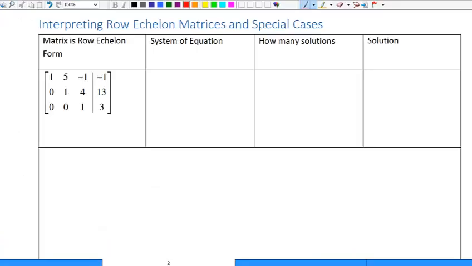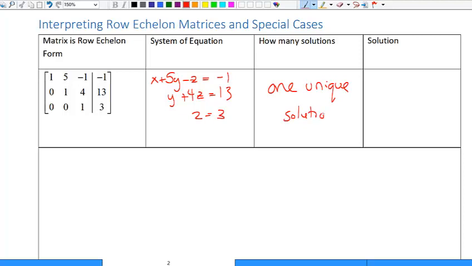Next, I want to interpret row echelon matrices in their special case situations. So the first one, we have the matrix. I've already done all the row operations, so it's already in row echelon form. So I'm going to change it back into the equation form. Okay, so how many solutions are you going to get on this particular problem? Well, you're going to get one unique solution, meaning there's only one that works, and these are similar to what we've done in the past.